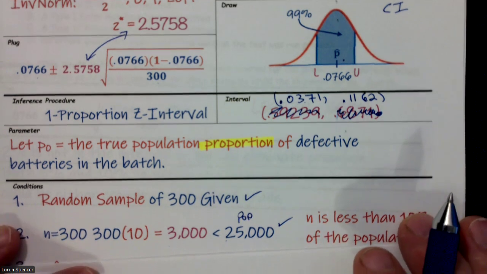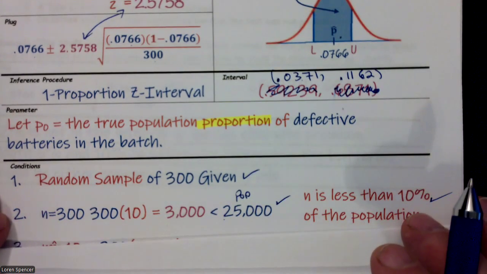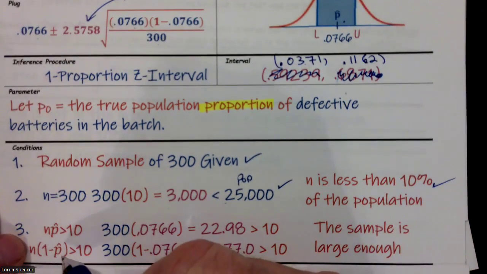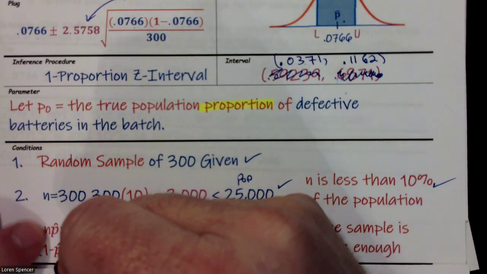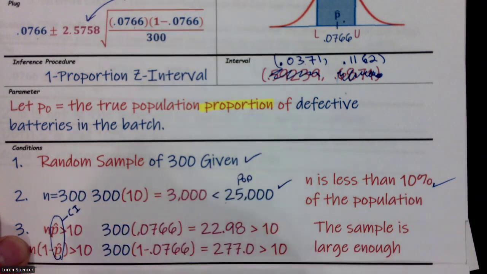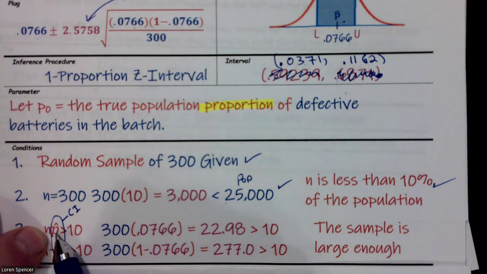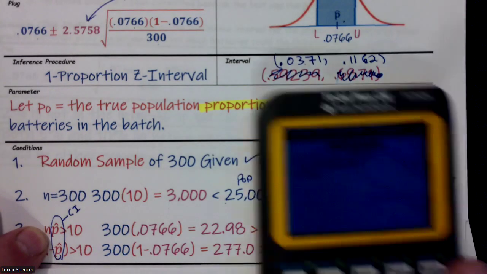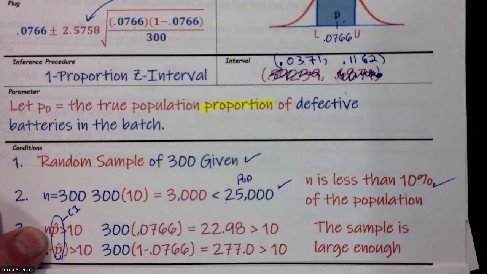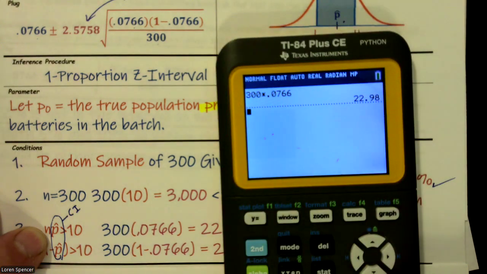The next one, we have to make sure that our sample is big enough. All right. And this is different from our hypothesis test. When we're working with a hypothesis test, this was P, but for confidence intervals, this will always be P hat. So our sample size times P hat. So 300 times 0.0766. That's 22.98. That's greater than 10. That's good. We're always comparing to 10 for this.